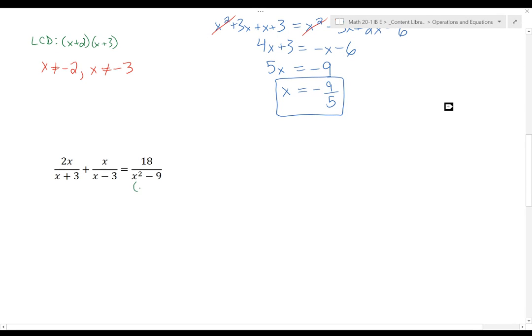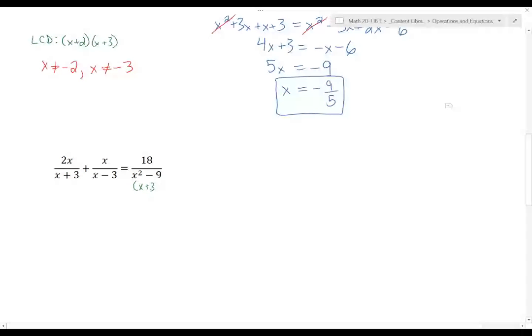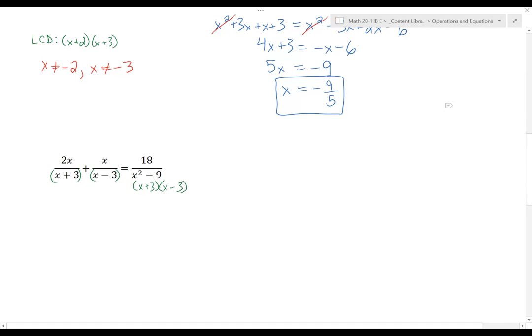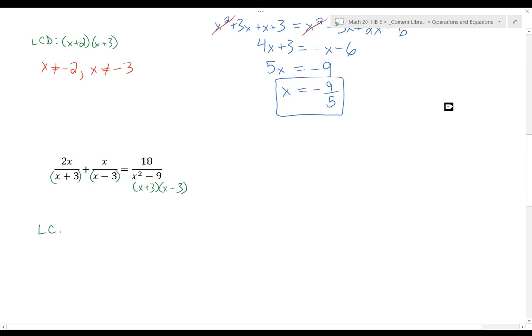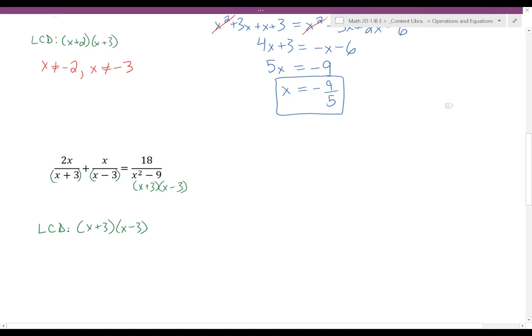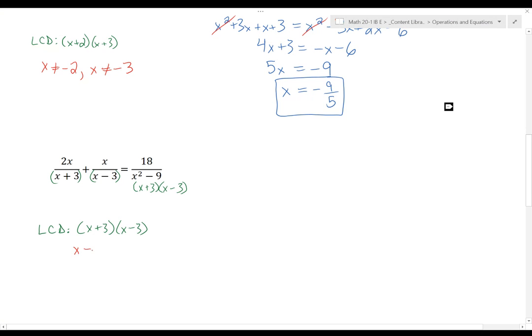So I'm going to start by factoring. The only one of these denominators that factors is the x squared minus 9, and it factors to x plus 3, x minus 3, which conveniently are the other two denominators. So my lowest common denominator is x plus 3, x minus 3. Might as well at this stage also write out for myself that my non-permissible values are positive and negative 3.